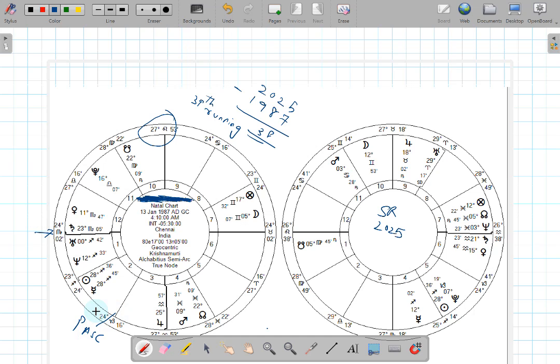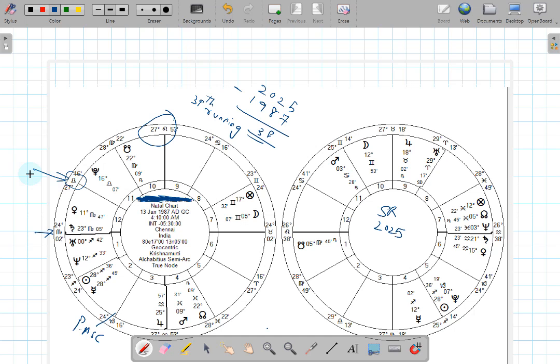If the profected ascendant is 24 degrees of Capricorn, remember the profected 10th lord is Venus, because the ascendant is Capricorn, the 12th house is Sagittarius, the 11th house is Scorpio, and the 10th house automatically becomes Libra. So if the profected ascendant is Capricorn, the profected 10th house sign is Libra, and hence Venus is the profected 10th lord.